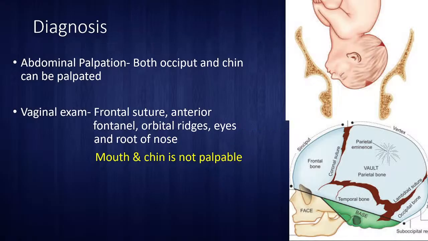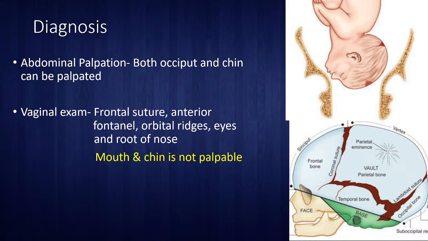So, diagnosis by palpation, both occiput and chin can be palpated abdominally. If you palpate it like this, one side you can feel the chin, other side you can feel the occiput, and both can be felt easily. So, if both are felt easily, then you can suspect that brow presentation may be there. Then in vaginal examination, the sutures you can see, here the frontal suture will be there, then the anterior fontanelle, part of the anterior fontanelle can be felt, orbital ridges, eyes and root of the nose can also be felt with difficulty. So, if you are feeling these things, then it can be brow presentation.